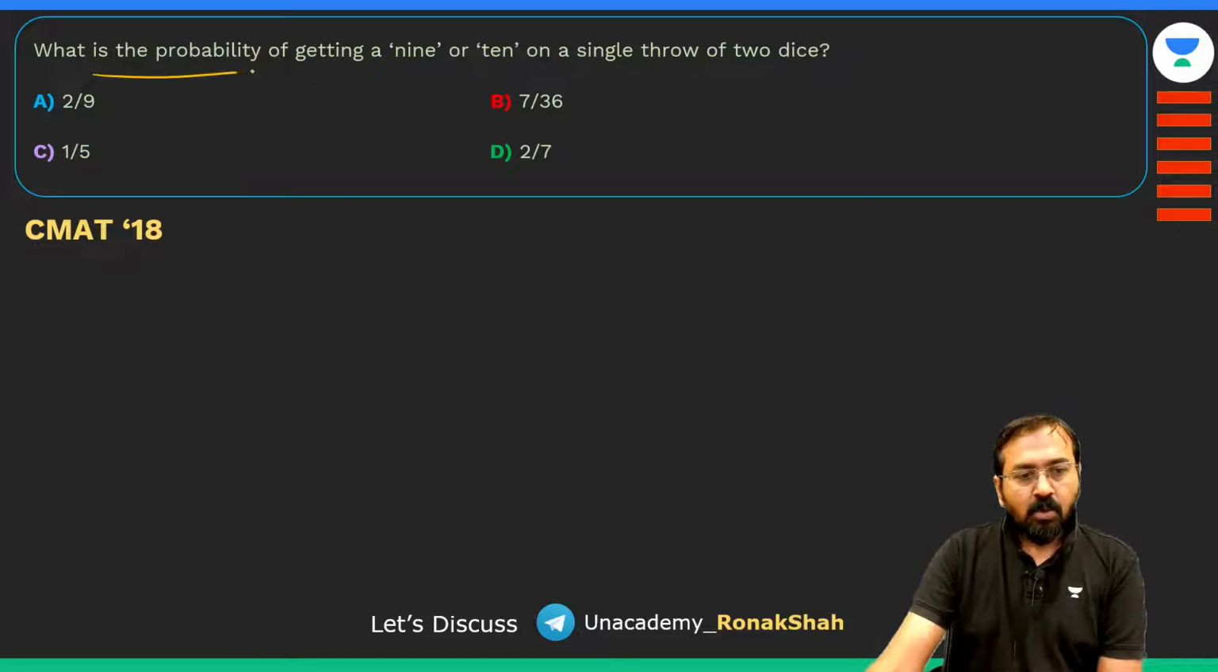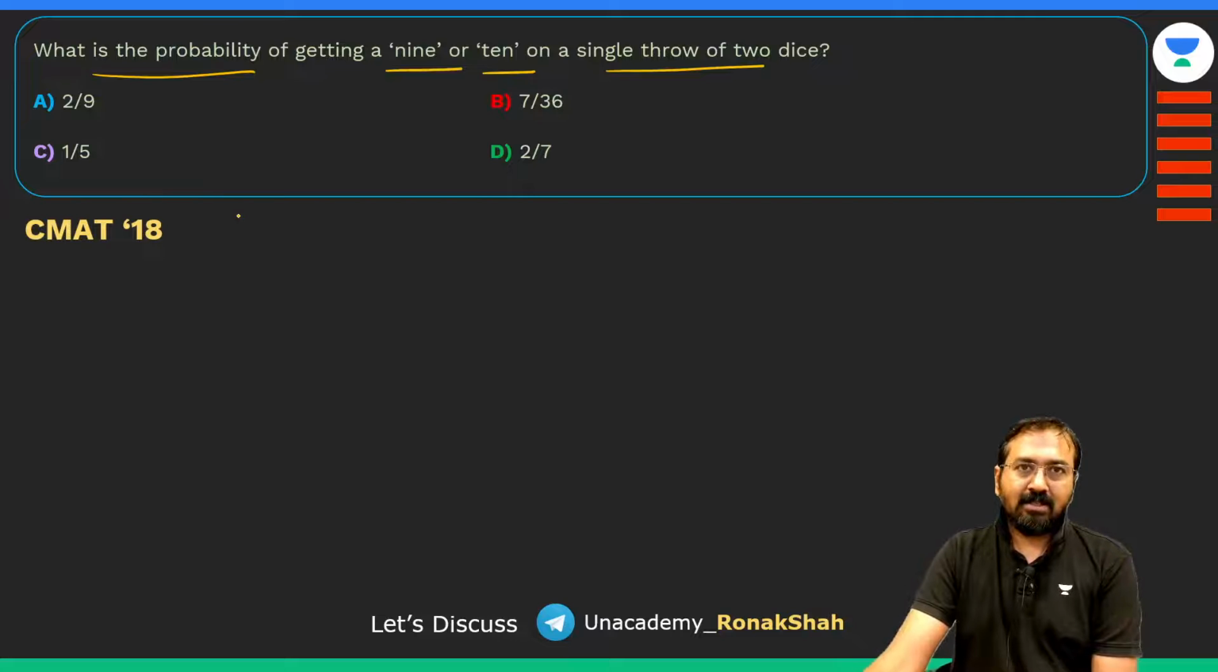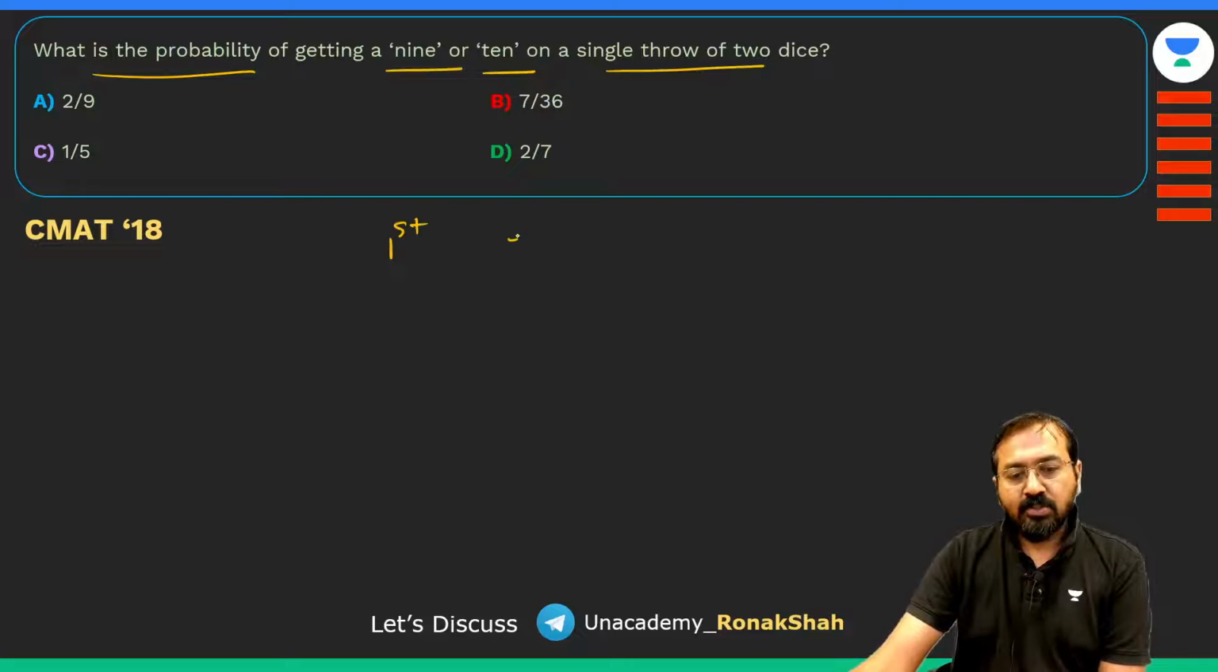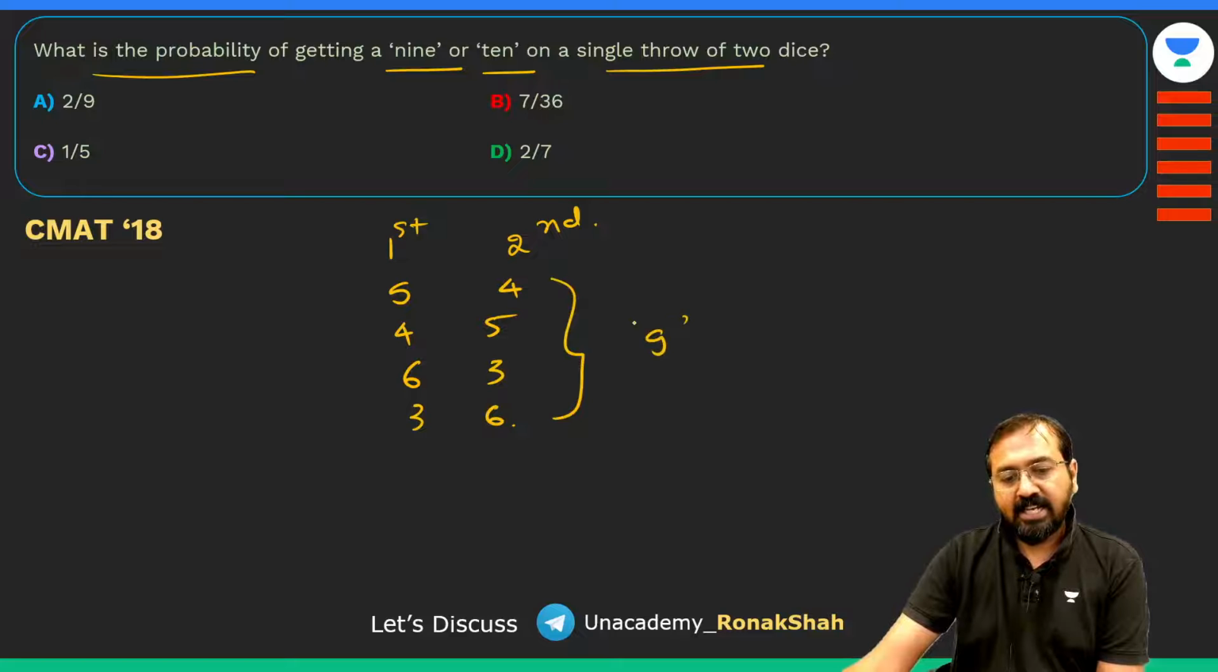Another question. What is the probability of getting 9 or 10 on a single throw of 2 dice? Guys, when I throw 2 dice, first and second, in how many ways can I get 9? So can I say it can be 5 4, 4 5, so you will get 9, 6 3 or 3 6, you got 9. So in this we are getting 9 as the summation.